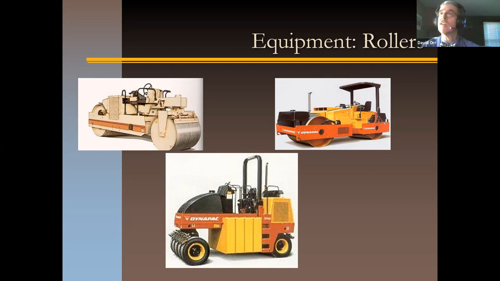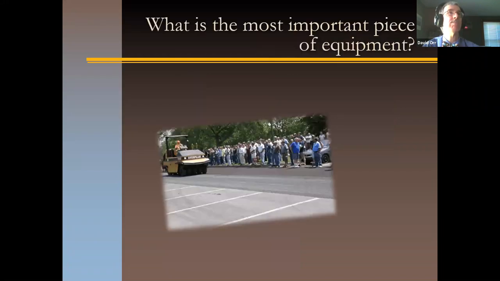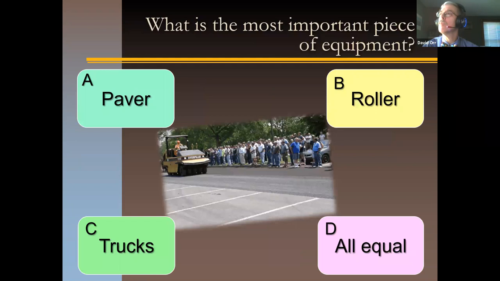You can use rubber tires for asphalt too. They make them. And in some cases, if it's a rough road for the first lift, it could actually be a very good idea. But what do you think is the most important piece of equipment on the job? What would you say? And I'll let y'all guys vote here. What do you think is the most important piece of equipment on the job?